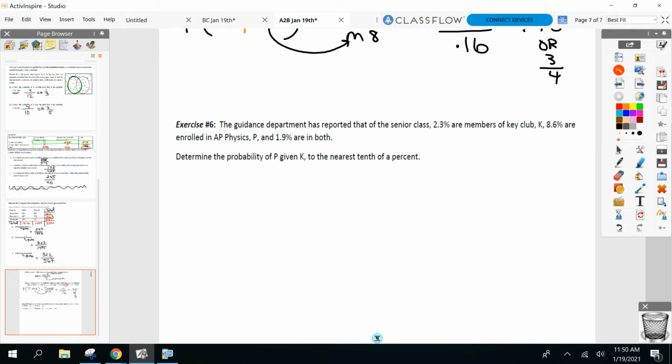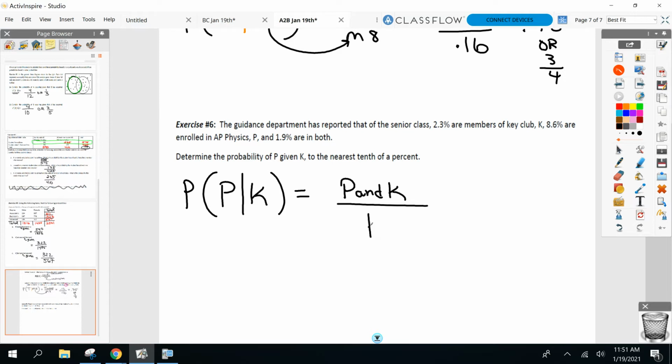All right, what's the probability they're in physics, P, given they're already in the Key Club? Okay, what's the probability they're taking physics, given we already know they're in the Key Club? So given they're in the Key Club, what's the chances they also take AP Physics? So using the formula we just used twice now, numerator is going to be physics and Key Club. What are the chances they're in physics and Key Club? Over, what do I already know they're in? Key Club. Again, you always put what was given on the bottom.